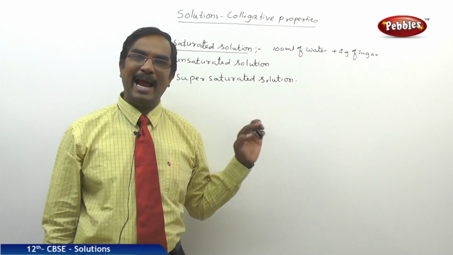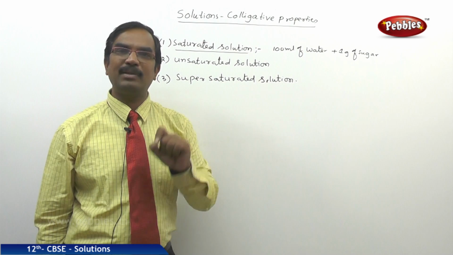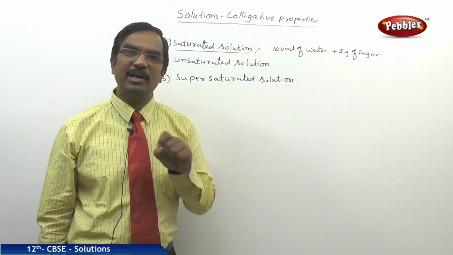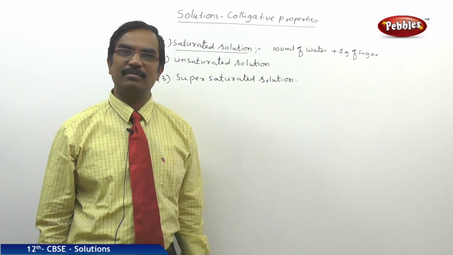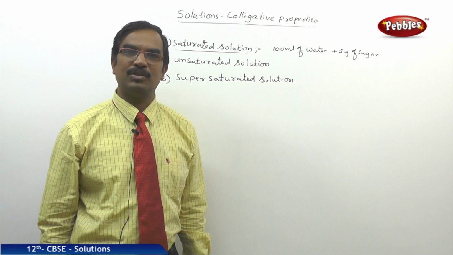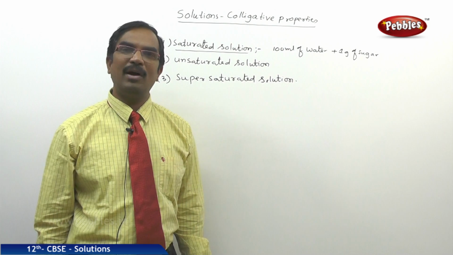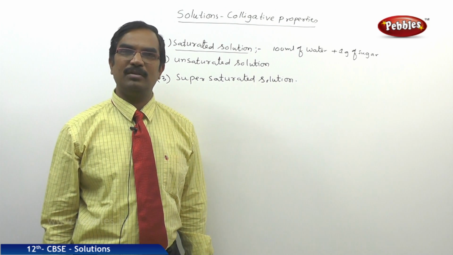That means at the given temperature, the required quantity of solute is present in the solvent. If you add 1.1 grams of sugar, the remaining 0.1 grams won't undergo any dissolution at the given temperature. That kind of solution we call a saturated solution.